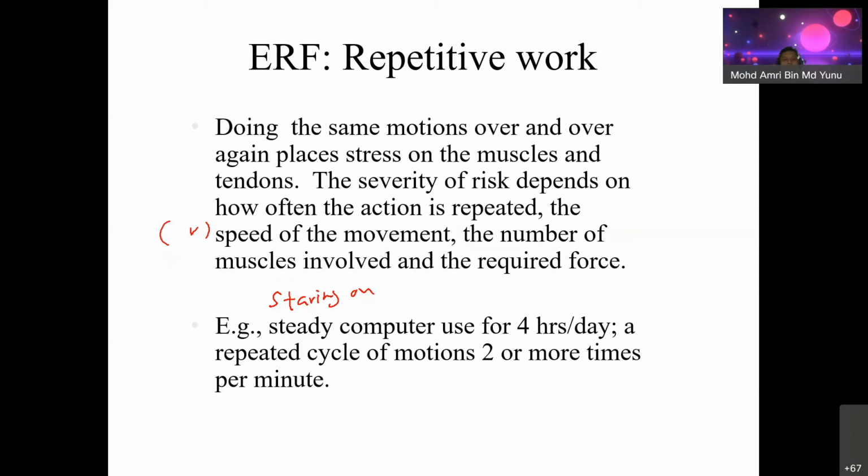So repetitive motion is one of the factors leading to MSD, where you are doing some motion over and over, which puts stress on the same muscle and tendon. So the severity of risk is basically measured by the repetition, including the speed, the number of muscles involved, and the required force.